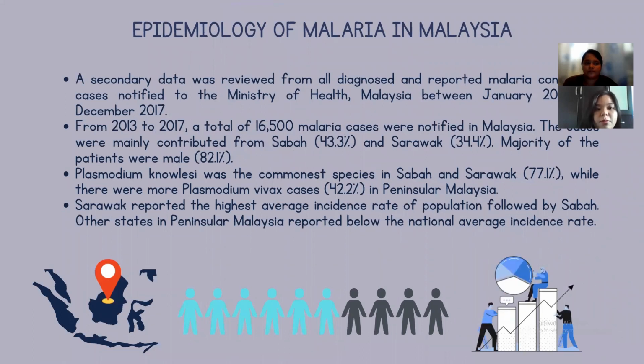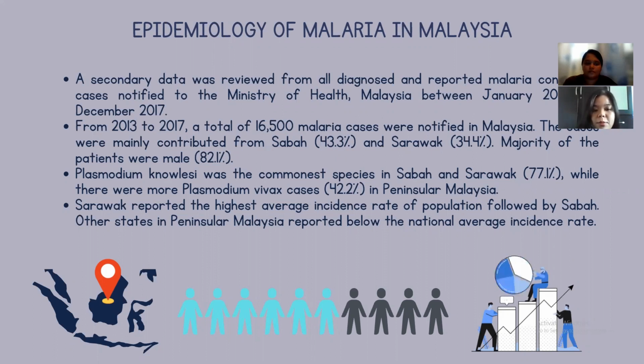The epidemiology of malaria in Malaysia. Secondary data was reviewed from the Ministry of Health regarding reported confirmed malaria cases from January 2015 to December 2017. A total of 16,500 malaria cases were notified in Malaysia, with many contributed from Sabah, which is 43%, and Sarawak, 34.4%, and the majority were male, which is 82%.